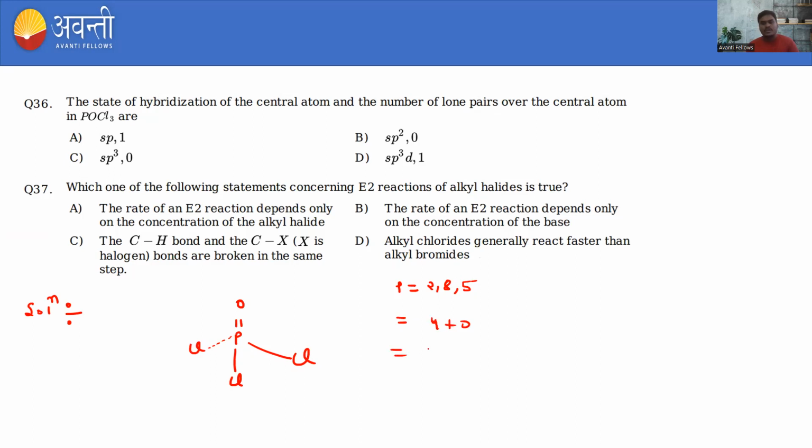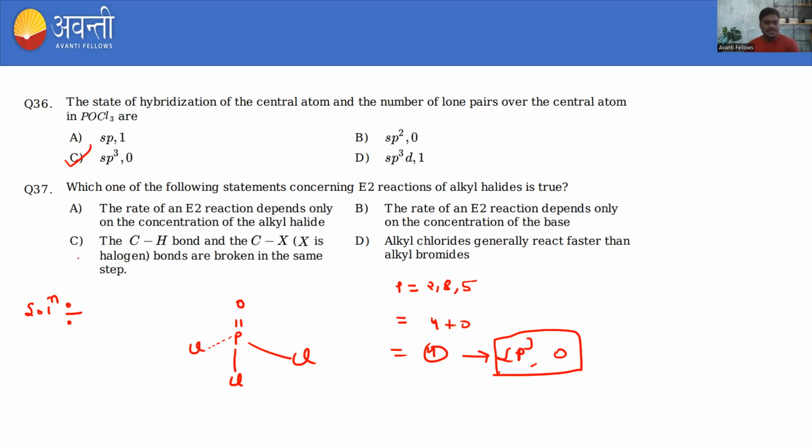And no lone pair. So that is only 4. 4 means what, beta? 4 means sp3. And number of lone pair is 0. So there is no lone pair of electrons on POCl3. So we can say that the correct option for question number 36 is C. So sp3 and 0, this is the correct one.